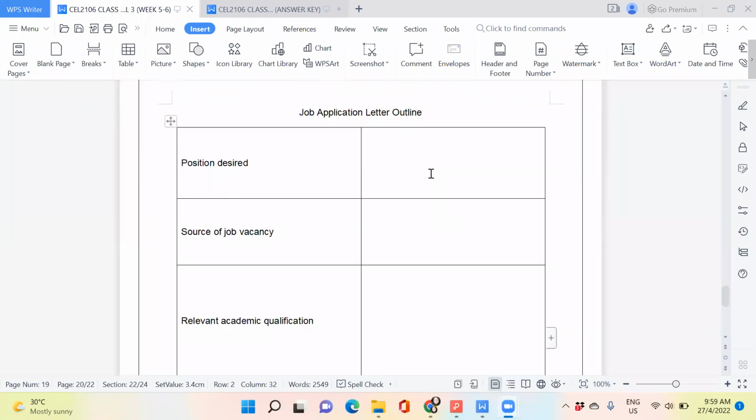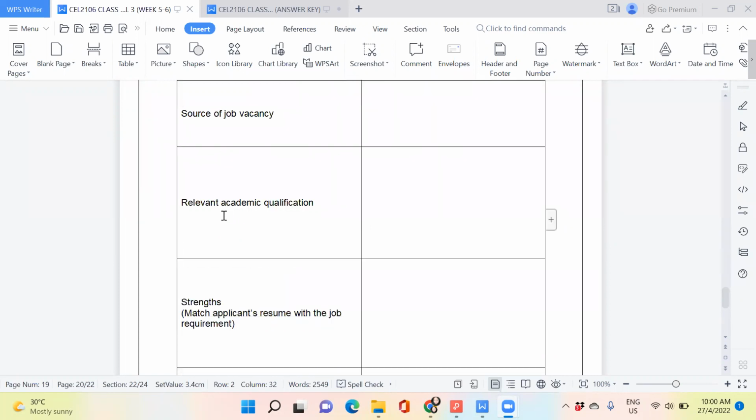Okay, so this one, we want you to write an outline first. What kind of a position are you applying for? So kalau marketing executive, tulislah marketing executive. Okay, source of job vacancy. Where did you find this job vacancy at? From a website ke? Or apa nama? From a poster ke? Right?